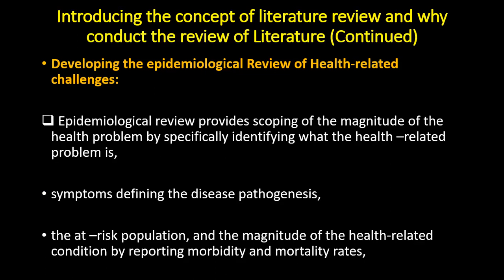We can identify what makes the disease a disease by explaining the etiology, explaining the nature of the disease in terms of the pathology briefly, and also identifying how many people are affected. That's the magnitude of the disease or the health-related issue. And then also symptoms definition is required in the epidemiological review, and the pathogenesis briefly, not so deeply, but we need to first of all characterize the disease, identify the at-risk population.